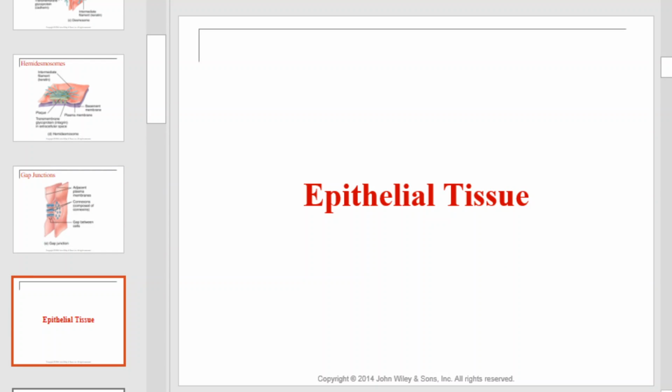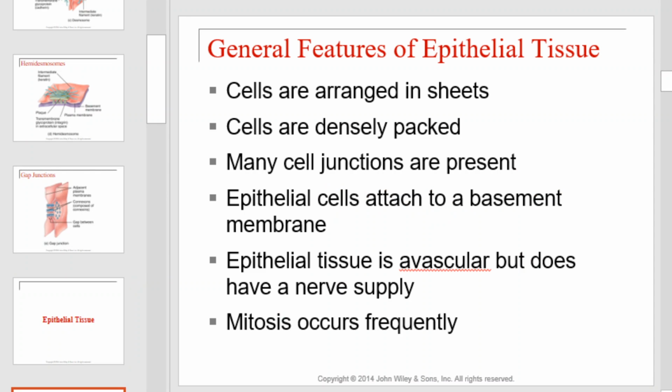Epithelial tissue. Epithelial tissue's general features include cells that are arranged in sheets, or cells that are densely packed, and many cell junctions. Epithelial cells attach to a basement membrane. Epithelial tissue is avascular, but does have a nerve supply. It also undergoes mitosis frequently.